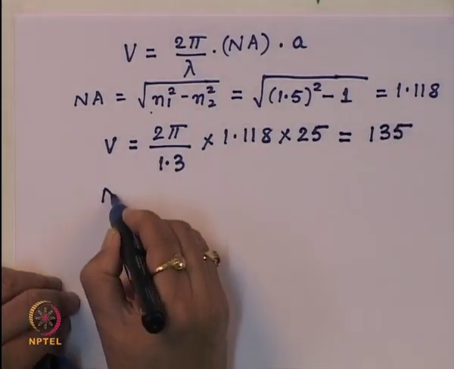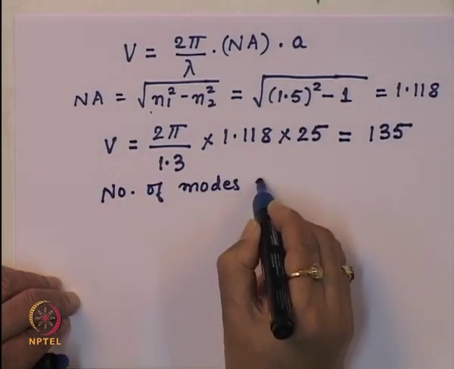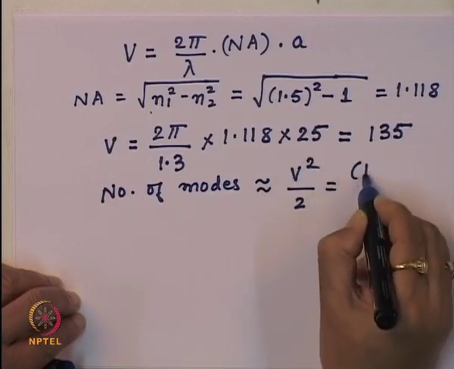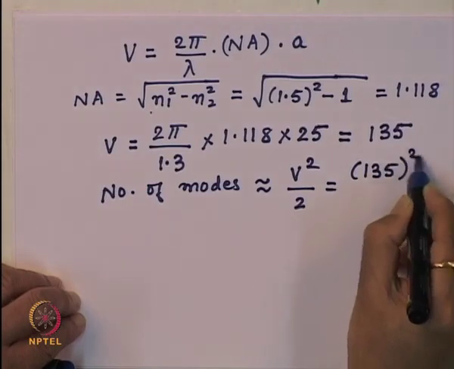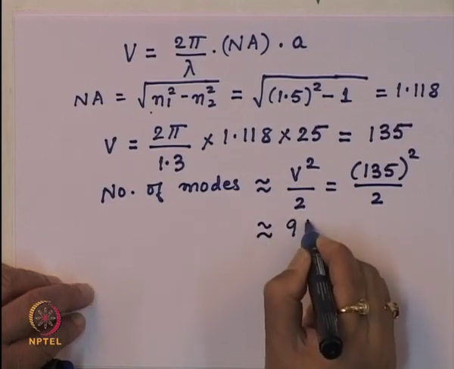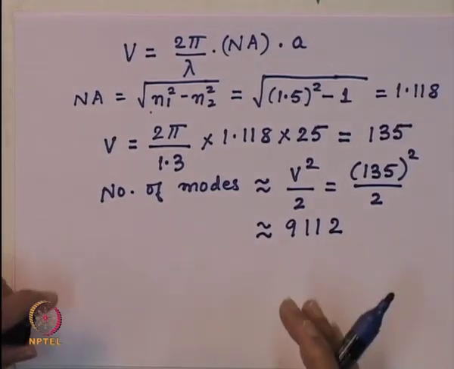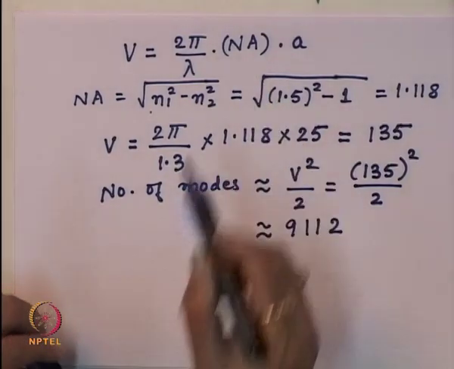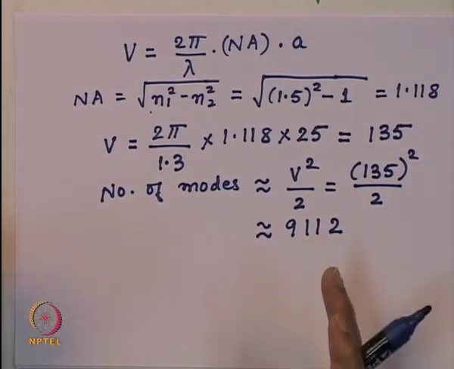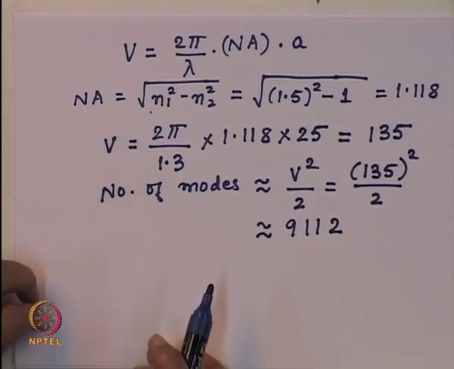and the number of modes on this fiber then is approximately equal to V square by 2. So, that is 135 square divided by 2, which is approximately equal to 9112. So, as you can see, without the cladding, since the numerical aperture is very large, an extremely large number of modes propagate on this optical fiber. So, this fiber is extremely multimode, about 9,000 modes are going to propagate in this optical fiber.